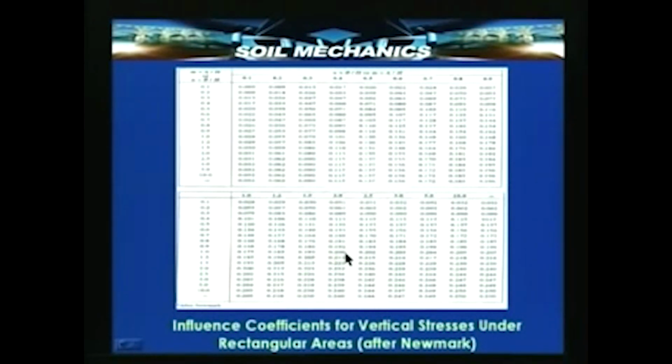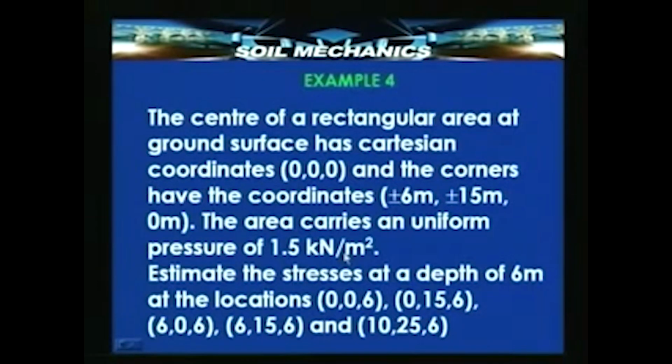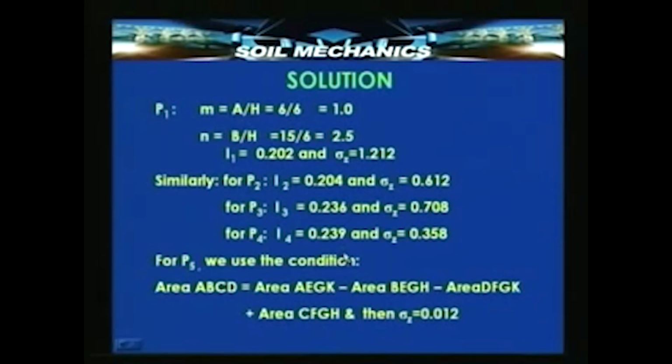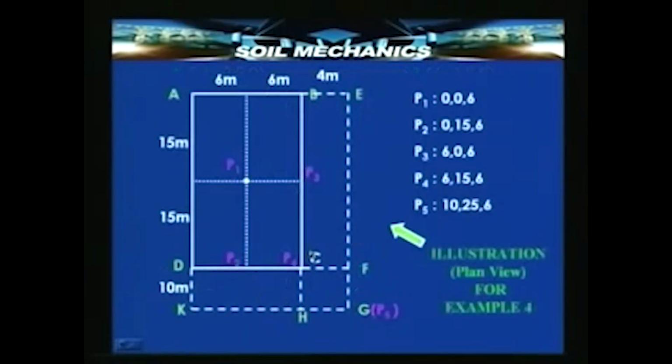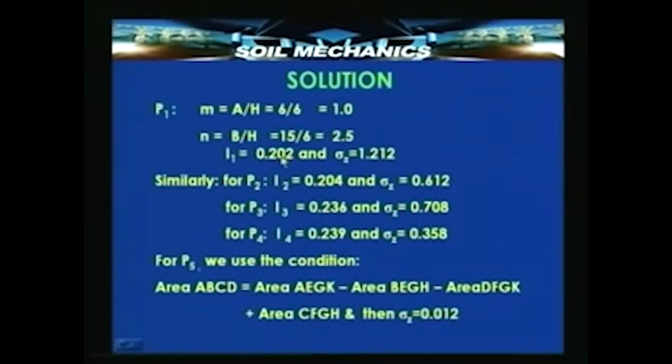That will be somewhere here, and that influence coefficient is what we need to consider, and that comes out to be 0.202, and the corresponding stress will be 4 times this influence coefficient into the load, and the load that is coming on this is also known. If you take a look at this problem, the load that is coming on this is 1.5 kilonewtons per meter square, and therefore, this influence coefficient into 4 into 1.5 will give you the stress.